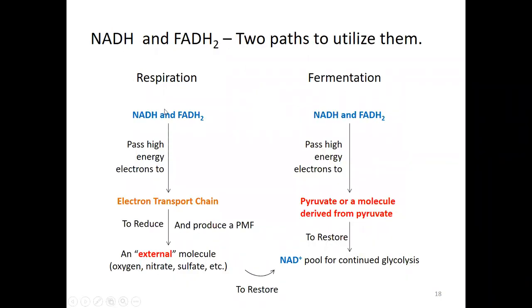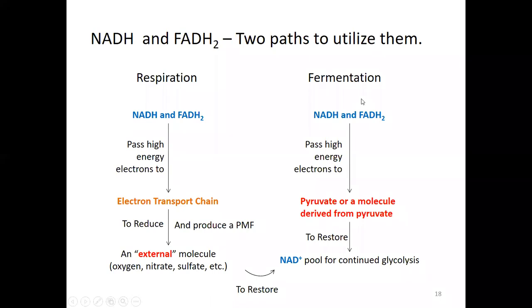Okay, so that's respiration. We make a bunch of NADH and FADH2. We pass those high energy electrons to an electron transport chain to reduce an external molecule, such as oxygen, nitrate, sulfate, etc., and produce a proton motive force. That restores our pool of NAD+, so that we can continue glycolysis. The molecule in respiration is called external because we have not previously used oxygen, nitrate, sulfate, or whatever in the glycolytic pathway. Okay. The other option, instead of respiring, is to ferment.